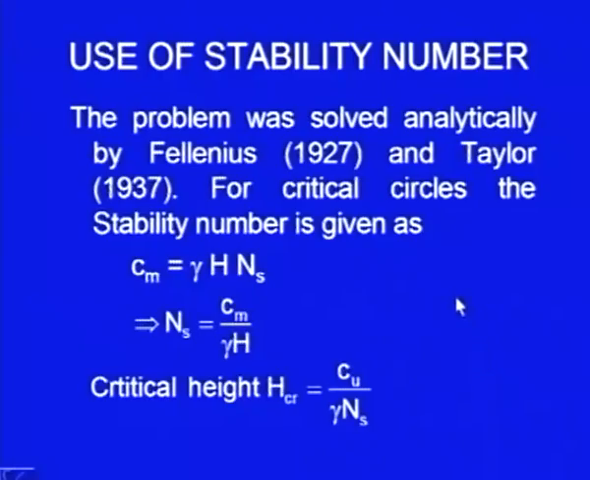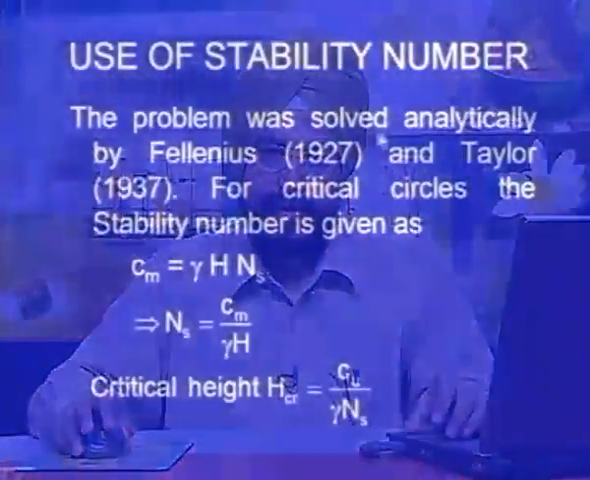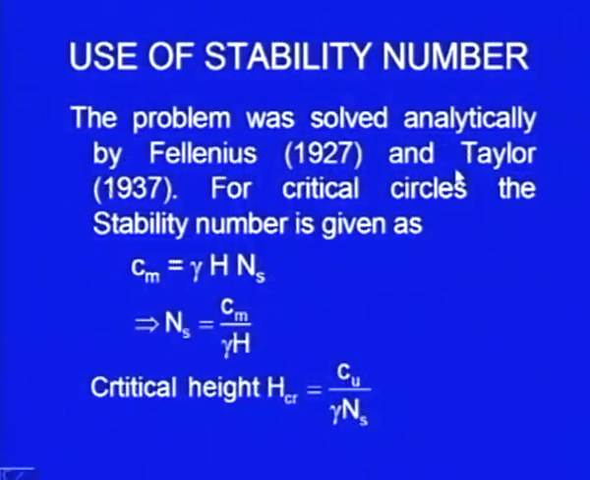Now, there is another way of solving these problems. This problem was solved analytically by Fellenius and Taylor, and for critical circles they have given the solution in terms of the stability number. The stability number is defined as Ns equal to Ca upon gamma h. This we have already defined.